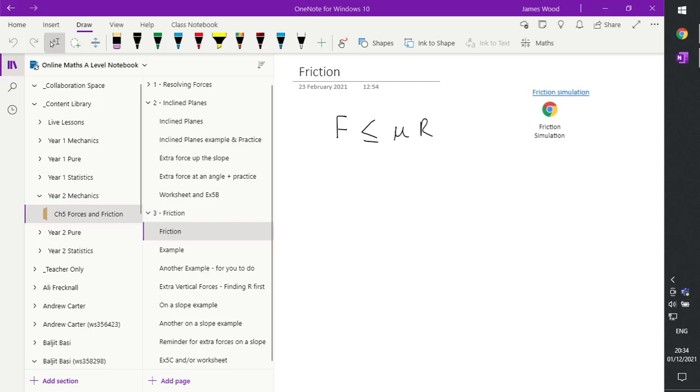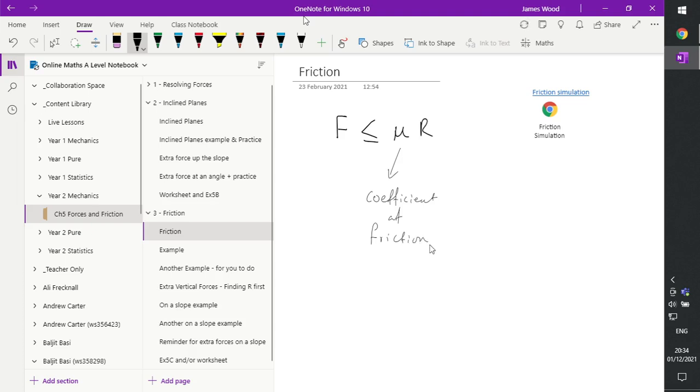In this lesson, we're going to have a look at how we model friction within mechanics. Now, we can use something called the coefficient of friction, which in this equation here is represented by mu. And I'll explain more about this equation in a second. So this value mu is what we call the coefficient of friction.